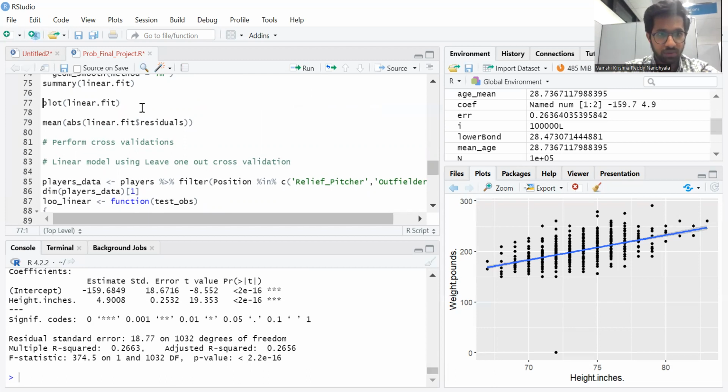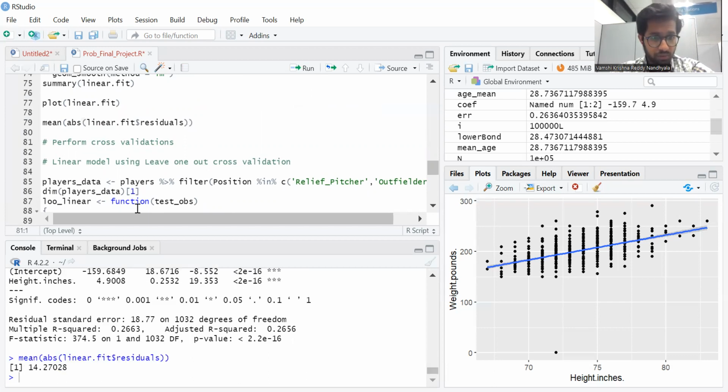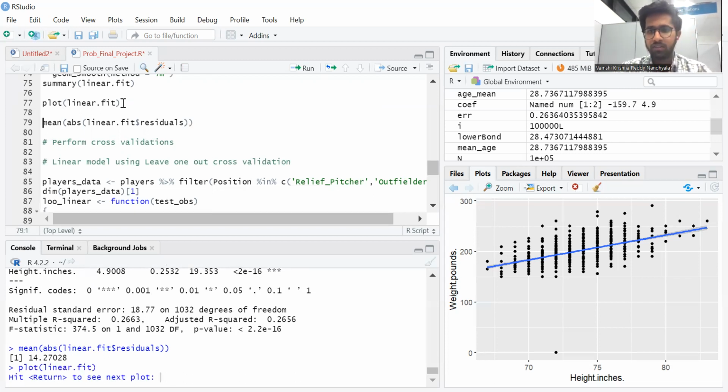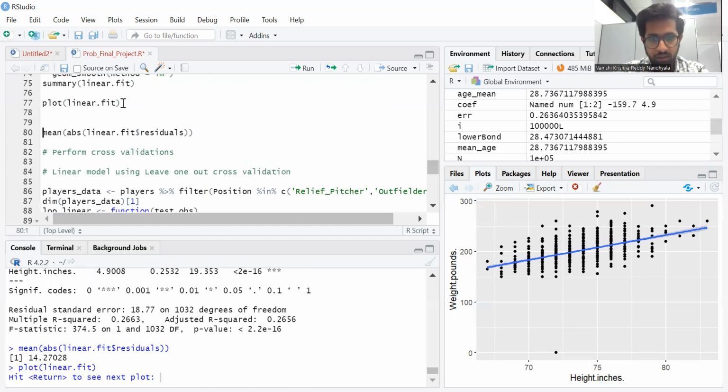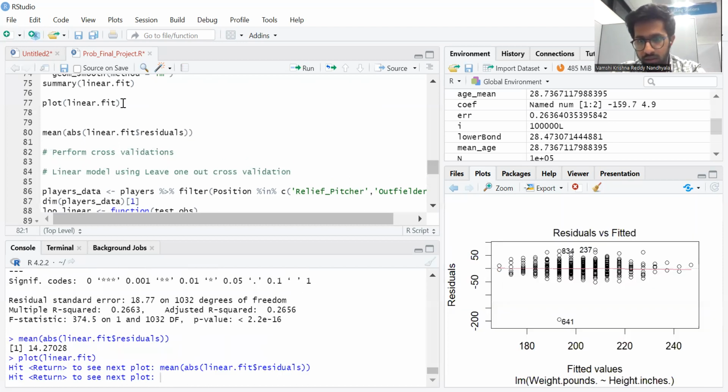Let me dig more. Let me just get the error, 14.27028, linear fit of residuals. And let me plot the linear fit. So if you can see, I'm just plotting the linear fit. Why is it not triggering?